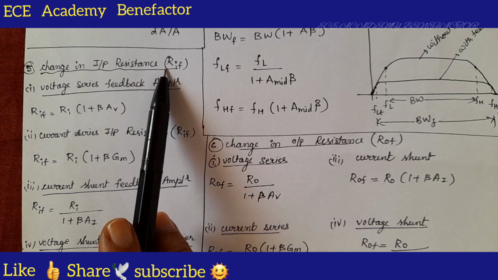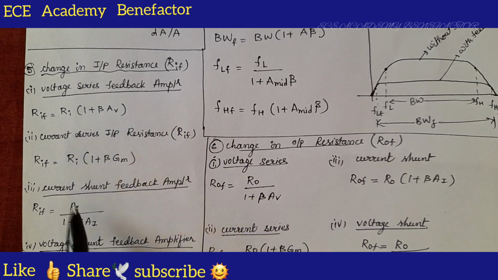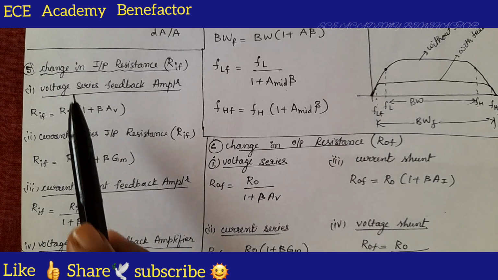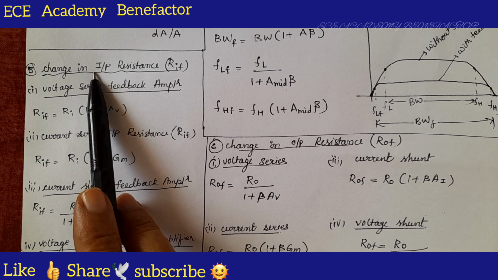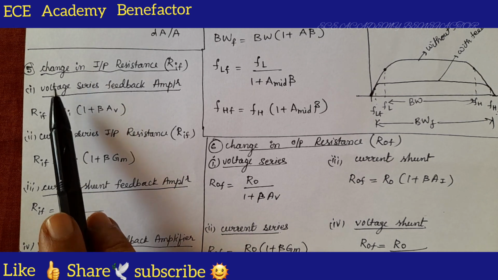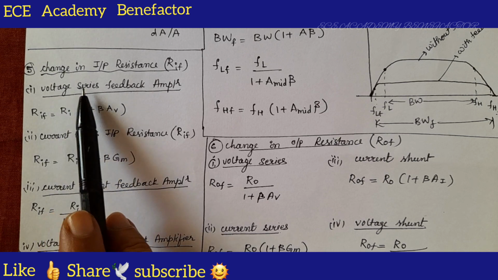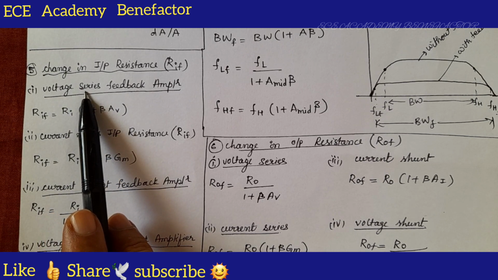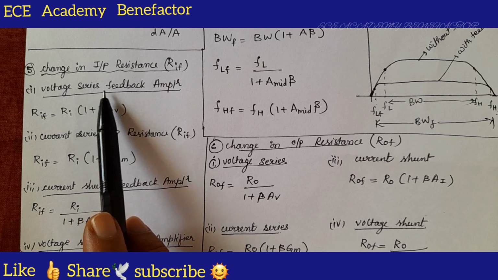We are having 4 feedback amplifiers: voltage series, current series, current shunt and voltage shunt. For input resistance, at the input side, how the resistance is changed. So here, as you know, the first word tells about the output and the second word tells about the input. For series connection, the resistance will be increased, and for shunt connection resistance will reduce. It's an easy way to remember.